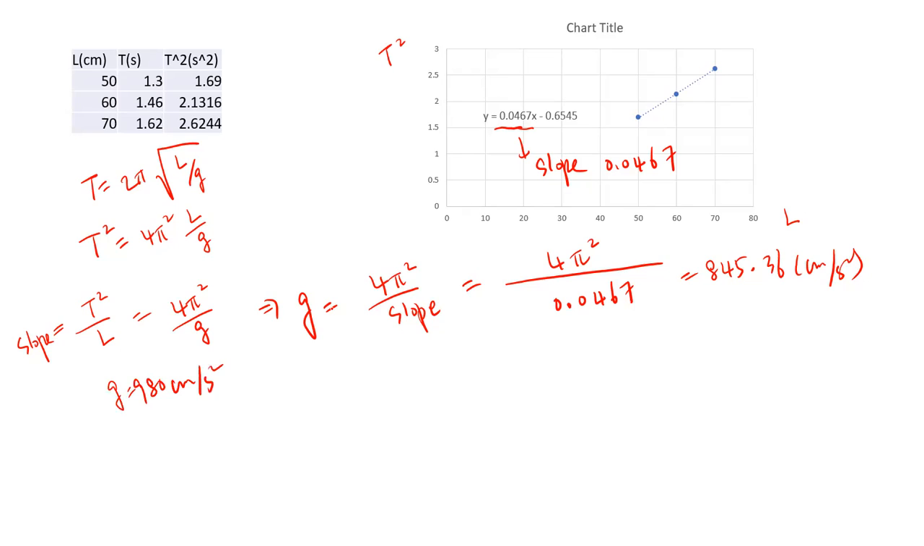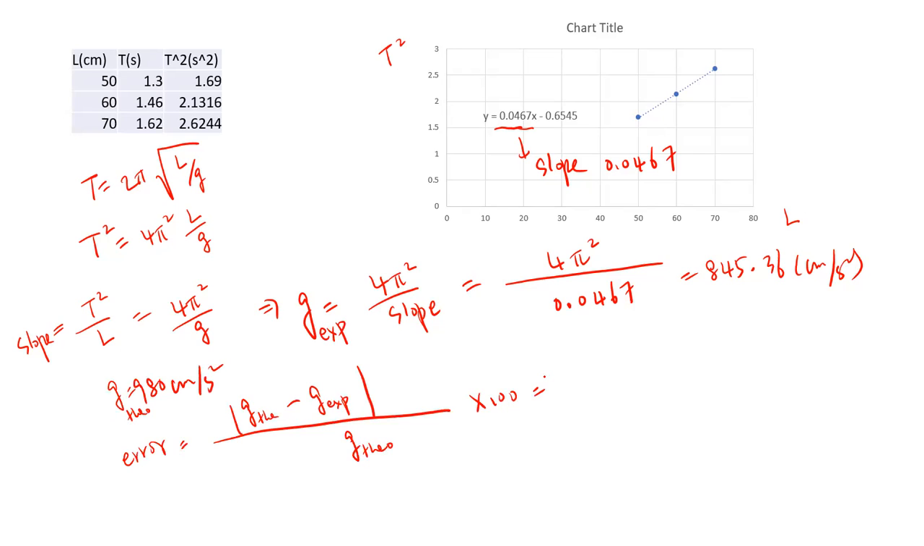This is our experimental value. This is the theoretical value. Then we can find the error. The error is the absolute value of the theoretical g minus the experimental g, divided by the theoretical g, times 100. You can find the percent error.